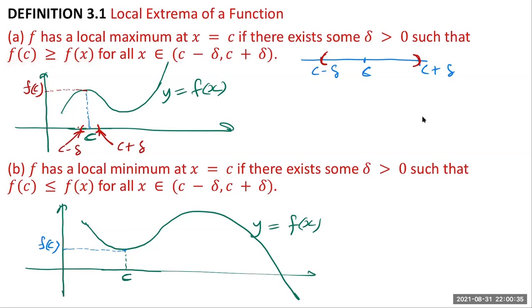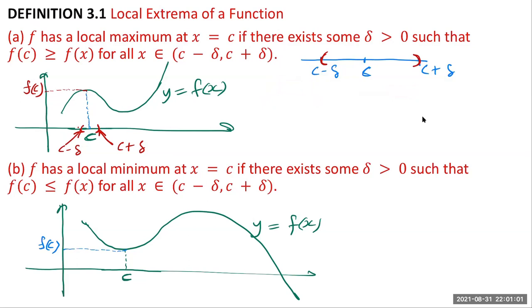Roughly speaking, you have a local maximum if you have a shape like this at the point x = c, or you have a constant function like this. This is a constant function, this is the point c, and this is of course the x-axis. So you have a local maximum if you have this shape, or if you have a constant function.